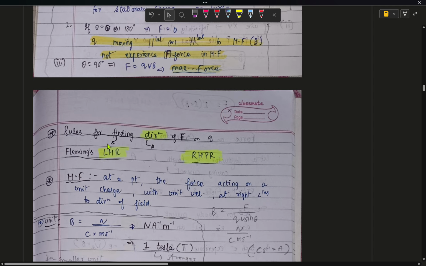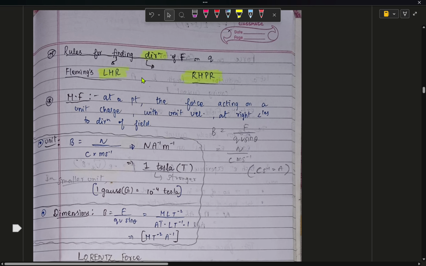There are some rules for finding the direction of the force acting on the charge Q. You can use Fleming's left hand rule or the right hand palm rule. You can just research about Fleming's left hand rule and right hand palm rule, using the palm. I cannot draw this hand properly, so you can just research about it.